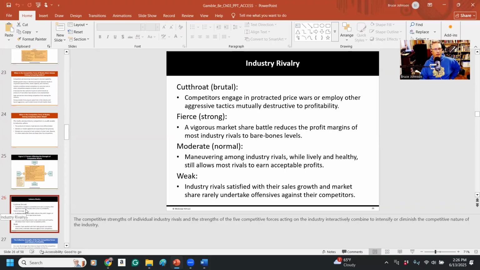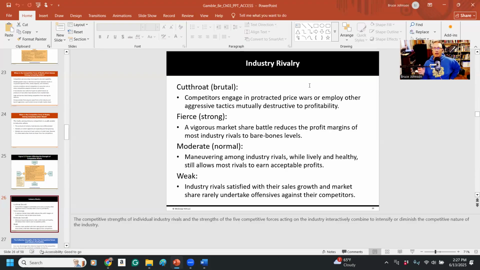Then we have direct rivalry. You will want to know these for an exam. The four explanations of the level of rivalry in an industry or in a market arena. You have cutthroat, which is obviously brutal. Competitors engage in protracted price wars or employ other aggressive tactics, mutually destructive to profitability of both firms.